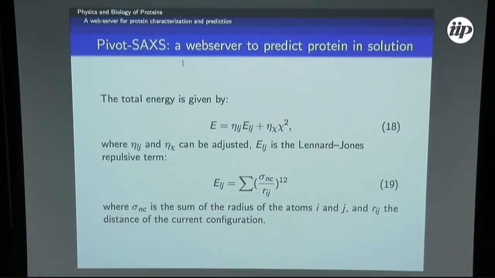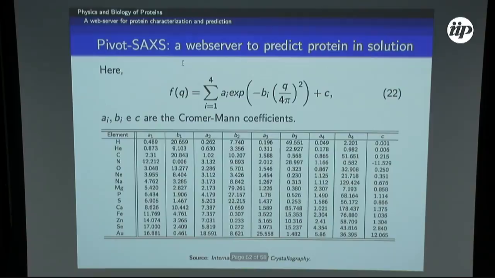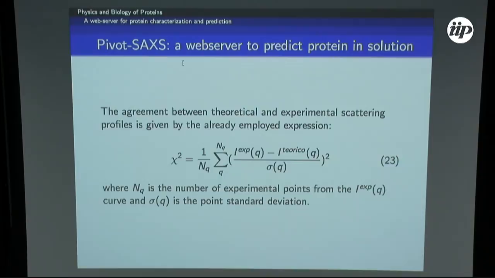And the total energy will be given by the fit between the experimental SAXS scattering profile and the computationally calculated profile, but you have to avoid the Lennard-Jones term, the superposition of the atoms. So here is the Debye formula that we use to calculate the theoretical scattering profiles. Here we use a form factor to fill these variables. For each element you have one value of A1, B1, A2, and so on. You just substitute the values here, get the form factor, and calculate this chi square, which is the difference between the experimental intensity and the theoretical intensity divided by the experimental standard deviation.